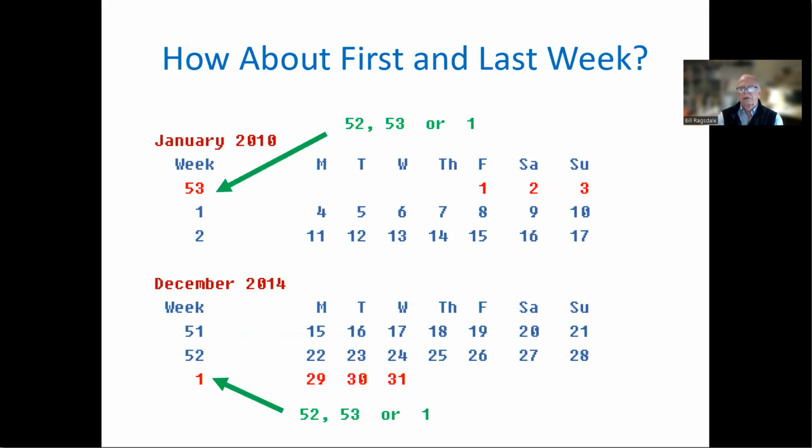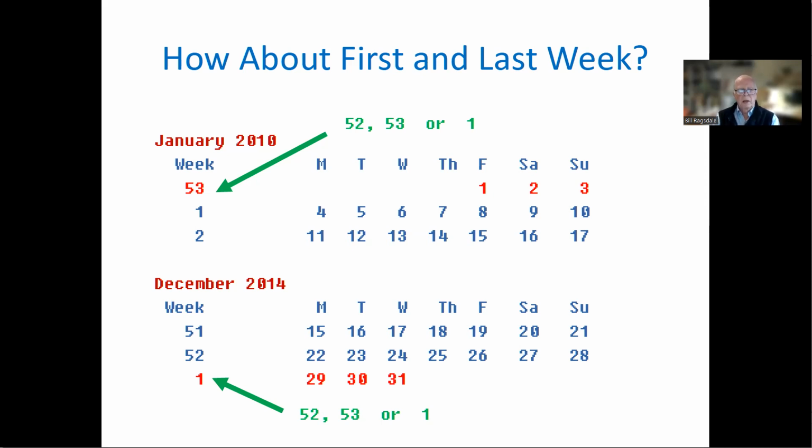So here's what the offsets look like on the first and last week. In January 2010, it turns out the first week of the year is numbered as week 53. It's not actually the first week of that year, it's the last week of 2009. So we see 2009 ends with 29, 30, 31, and then it blends into the 1st, 2nd, and 3rd of January the following year. The date with the green arrow can either be a 52, a 53, or a 1.